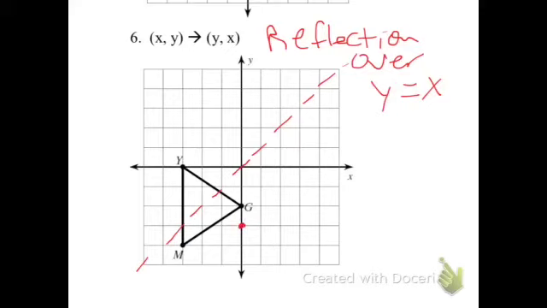Y was at -3, 0, so it's at 0, -3 for the new one. There's Y prime. G was at 0, -2. Now it's going to be at -2, 0. And M was at -3 and -4. Now it's going to be at -4, -3. And there's going to be M prime. And we got our lovely triangle. Looks really similar to the first one. But yeah, gets it done.